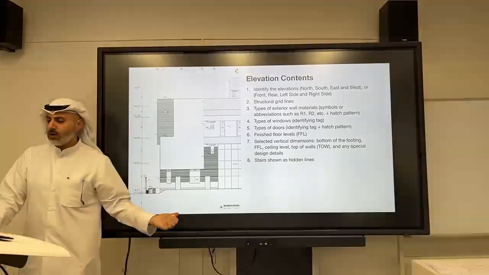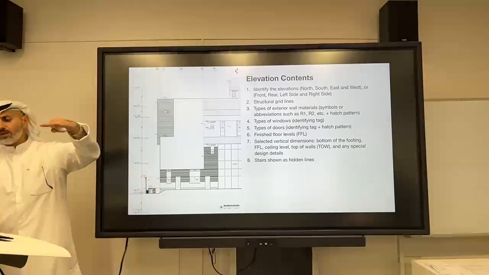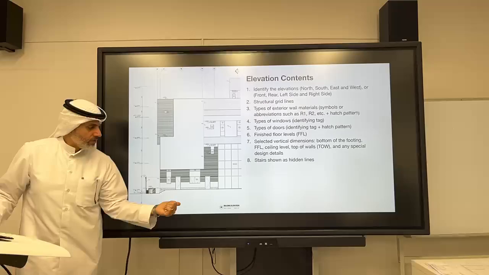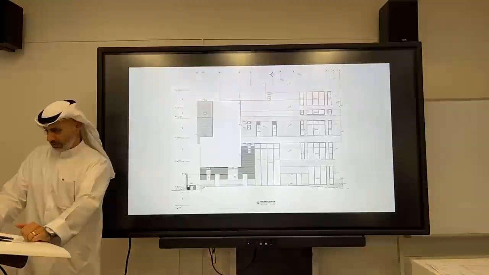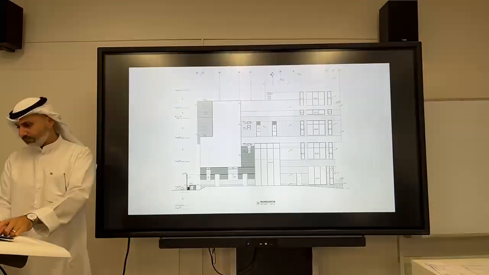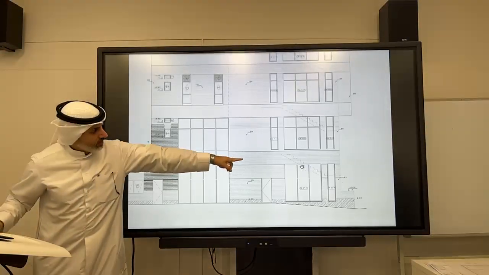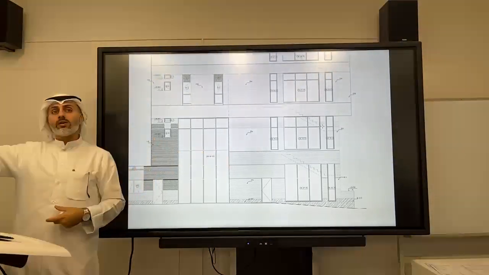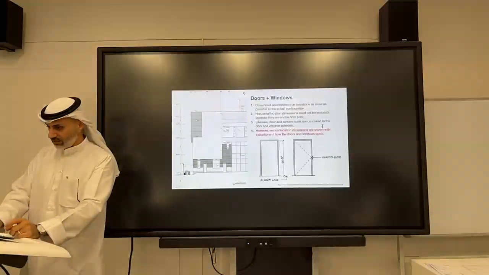Other details we show are, for example, the footing below ground, so we show where the footings are. Sometimes we also show the stairs depending on our view. So if you look at this example here, you'll notice that the stairs are shown behind the wall as hidden lines. So depending on which elevation you're looking at, it could be helpful to show where your stairs are located.